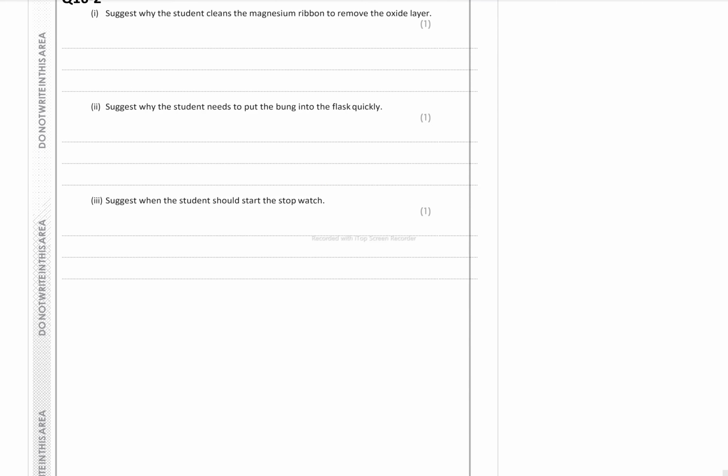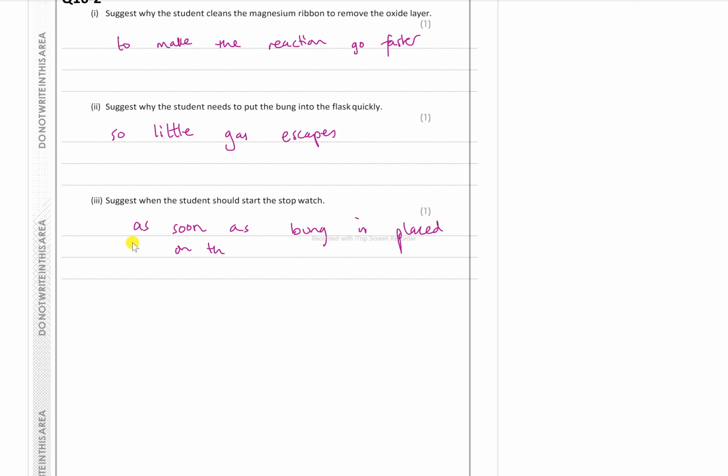Right, so that's why the student cleans. Why would you clean? To speed up the reaction, to make the reaction go faster. Right, remember we said to remove the oxide layer because it slows it down. You can say that as well, to make the reaction go faster. So that's why the student needs to put the bung on the flask quickly, so little gas escapes. Yeah, so the student should start the stopwatch as soon as the bung is placed on the flask.